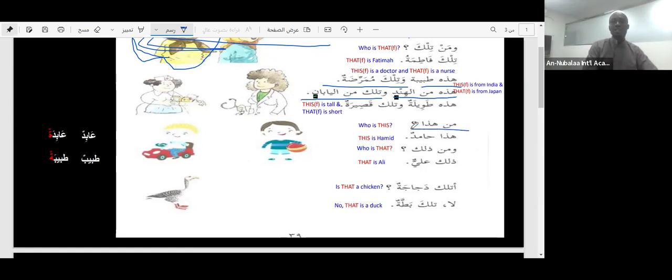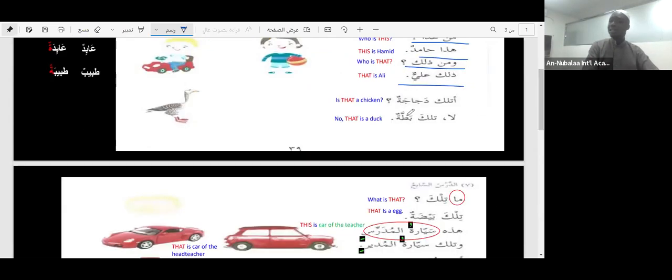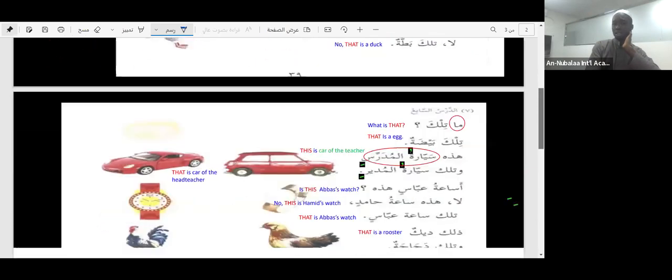Man hada, who is this? That is for masculine. Hada Hamid, this is Hamid. Wa man dhalik, and who is that? Dhalika Ali. That is Ali. Atilka dajaja, is that a chicken? You won't say adhalika here because dajaja ends with what? With ta marbuta, it is feminine. So we say atilka dajaja instead of adhalika. Is that a chicken? La, tilka batta, that is a duck. Tilka battatun, that is a duck.